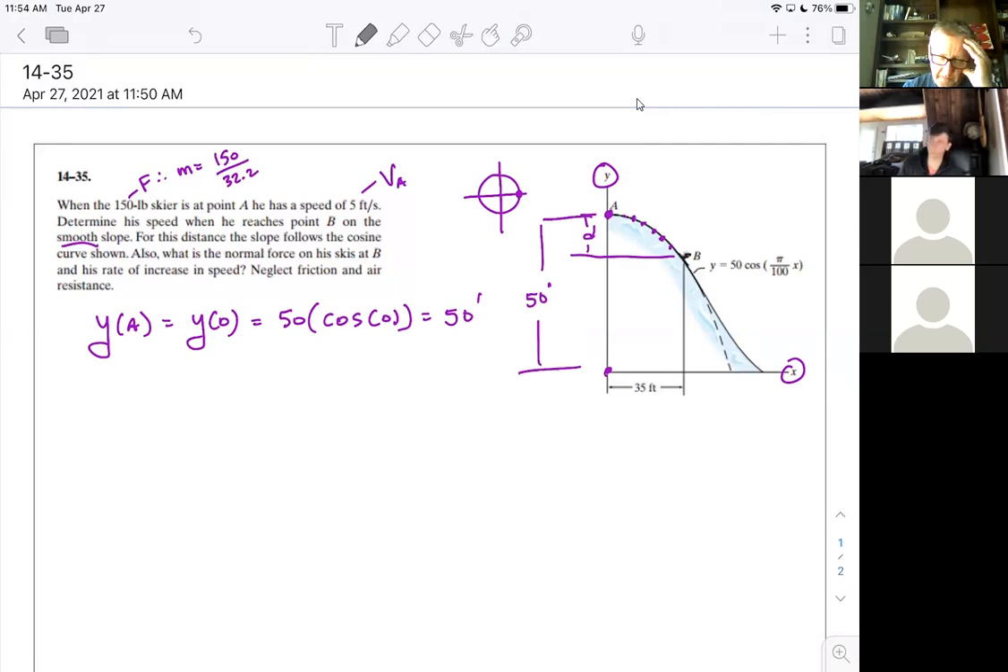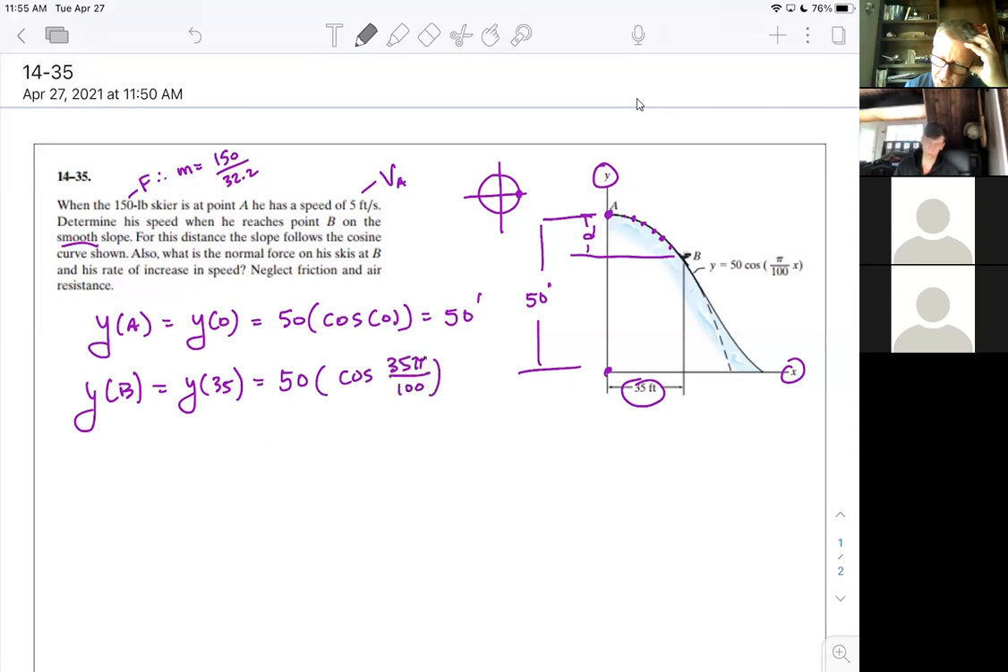At the top of the hill, 50 feet in the air. Okay, well then where am I at B? Notice at B, I'm given a horizontal distance of 35. And so 50 times the cosine of 35 pi over 100. That seems like a weird location. So I find myself thinking, I'm just going to use my calculator.